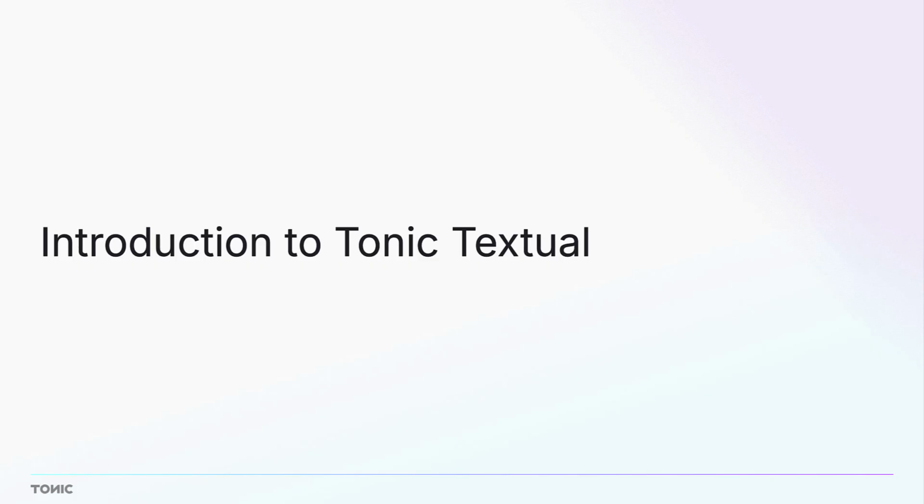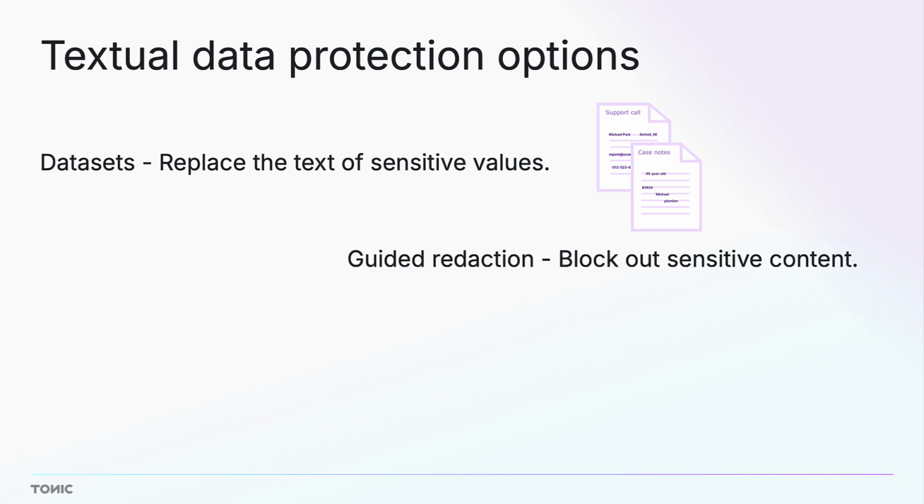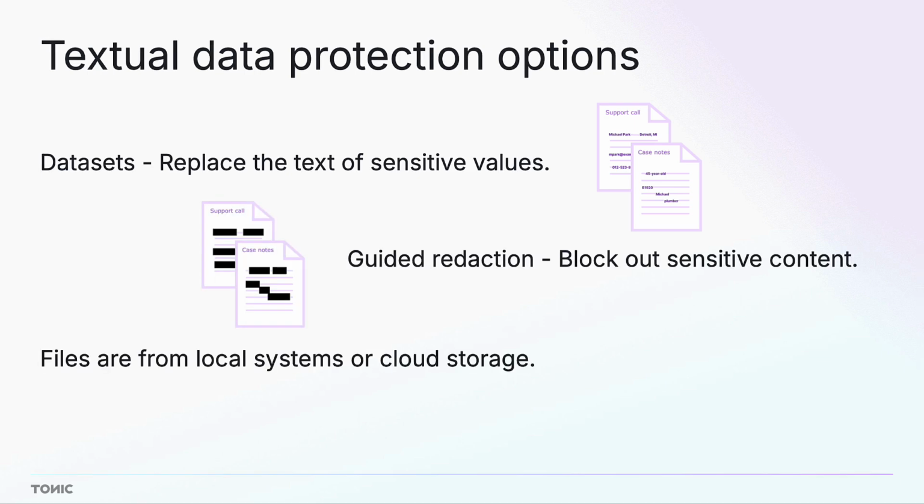In this video, we'll take a quick tour of Tonic Textual, which you can use to protect sensitive values in unstructured files. To protect those sensitive values, Textual offers datasets, which replace the text of sensitive values, and guided redaction, which blocks out sensitive content. Both operate on sets of files that you either upload from a local system or select from a cloud storage solution.